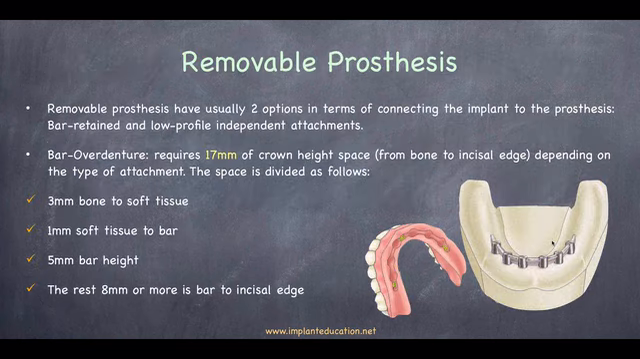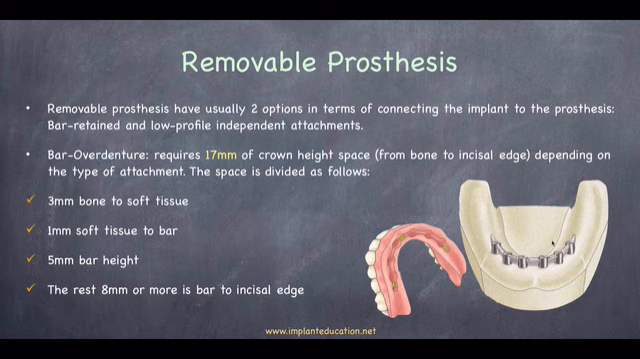So for a removable prosthesis, usually a bar overdenture or locator or ball overdenture, the number here is 17 millimeters. Where that 17 millimeter came from is 3 millimeters of bone to soft tissue. Roughly, you need a minimum of 1 millimeter from the level of the soft tissue to the inferior border of the bar for hygiene purposes. Otherwise, it's straightforward malpractice if the patient cannot clean around his prosthesis. And then we have 5 millimeter bar height, especially if it is a cast bar, minimum 5 millimeters.